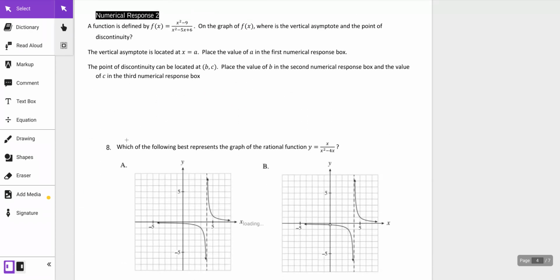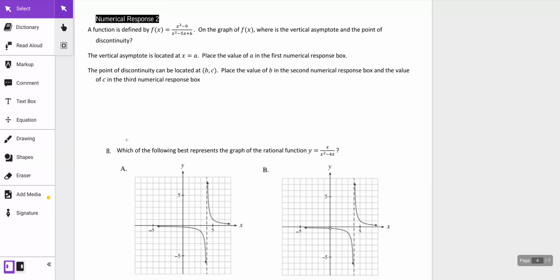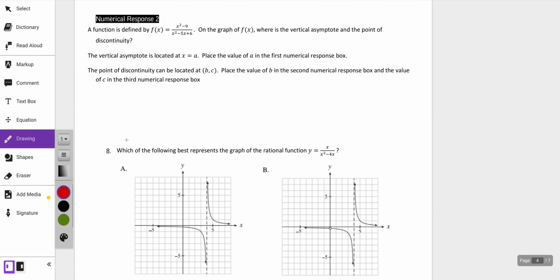Okay, we are rolling right along. Numeric response number 2. Function is defined by f of x equals x squared minus 9 over x squared minus 5x plus 6. On the graph of x, where there is a vertical asymptote and the point of discontinuity. Point of discontinuity is the mature way of saying that there's a hole. Okay, so we have a vertical asymptote and we have a hole. The vertical asymptote is at x equals a. Place the value of a in the first box. The point of discontinuity is at b, c. Place the value of b in the second box, c in the third box.